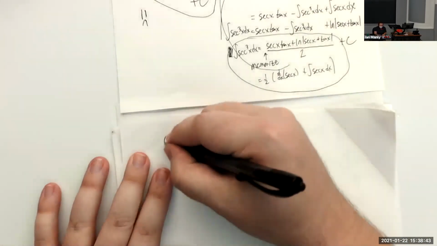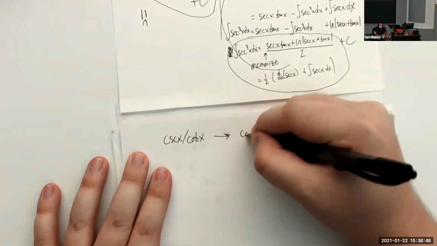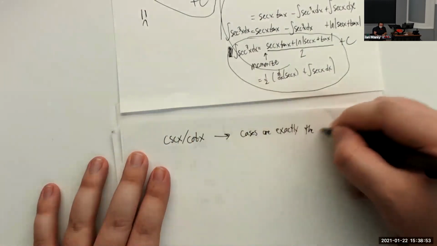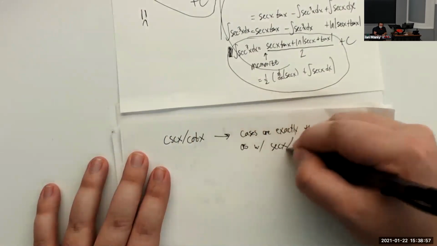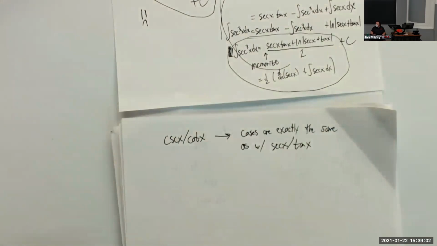So the nice thing about cosecant and cotangent, the cases are exactly the same as with secant and tangent. Cosecant's going to take the place of secant, and cotangent's going to take the place of tangent. And we could use all of the same 3 cases with those rules about the powers being odd or even to integrate things involving cosecant and cotangent.